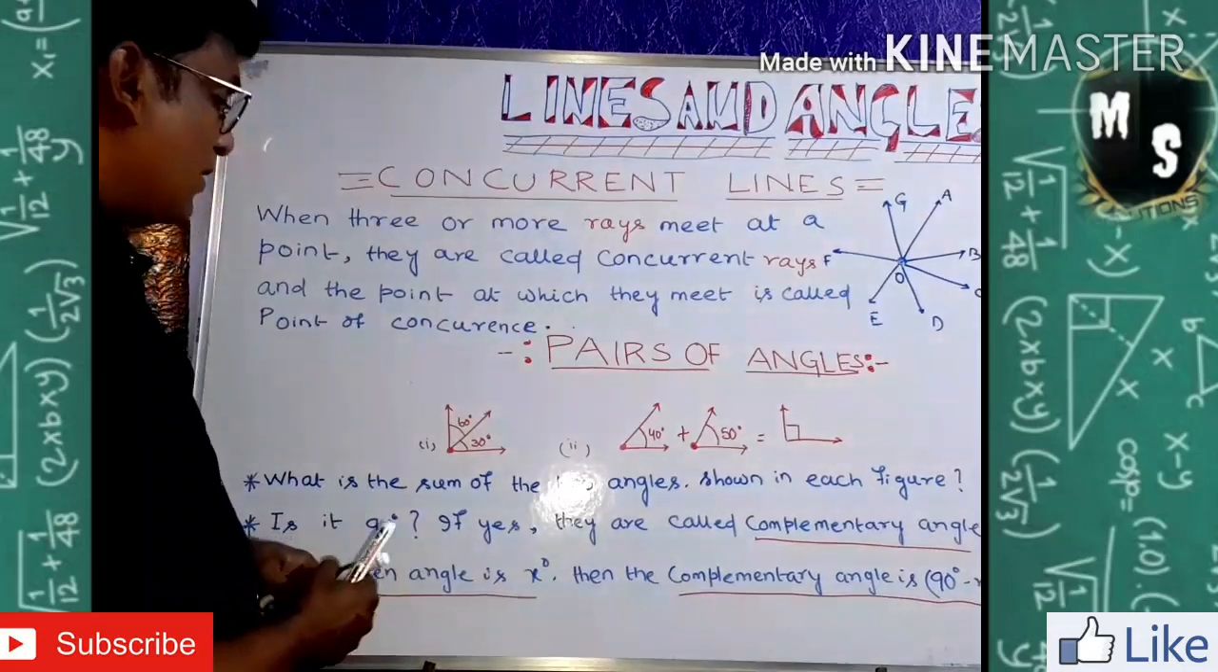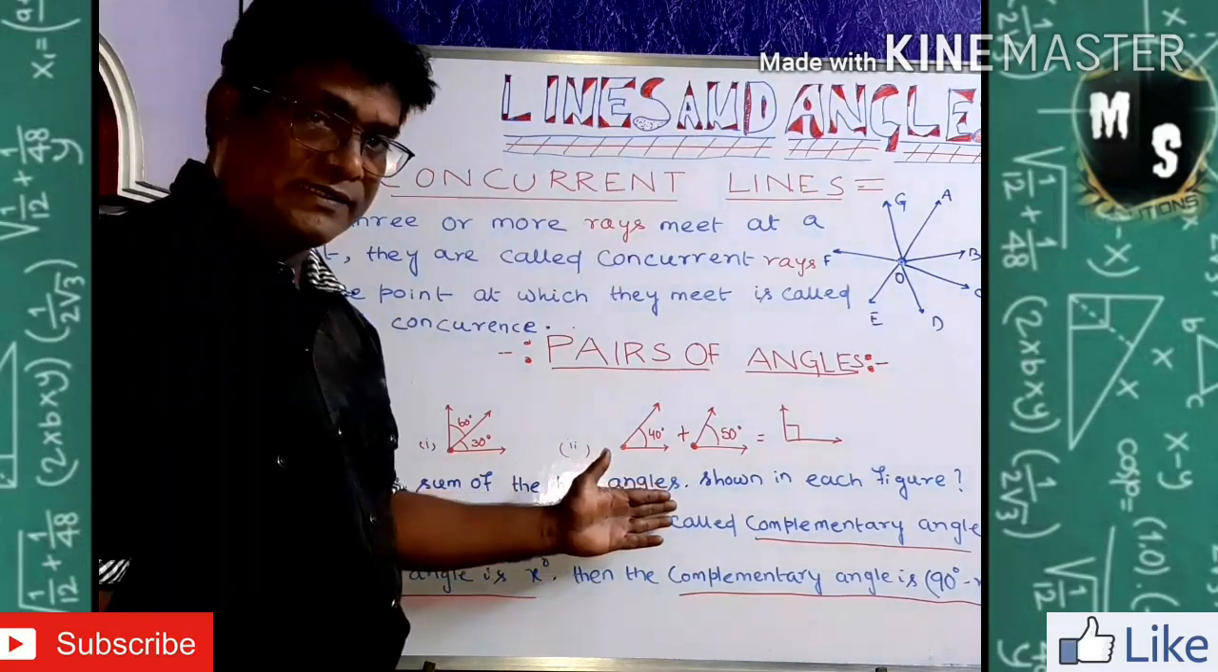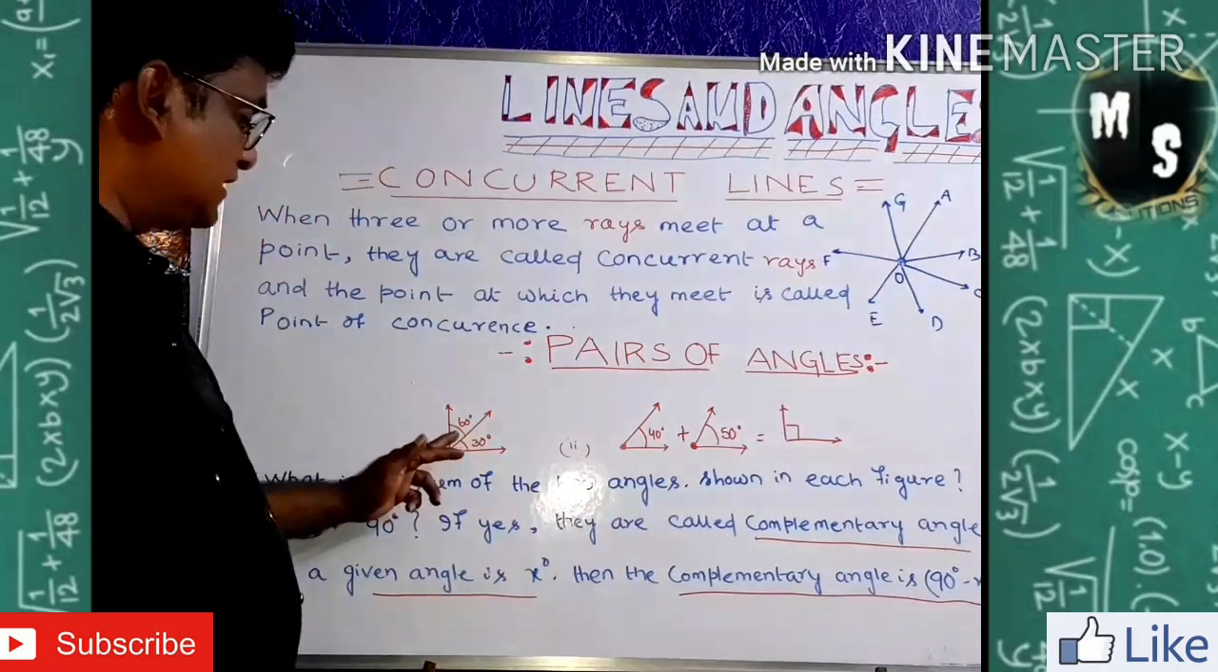Now you see, what is this? Some questions are related to it. What is the sum of the two angles? In the first figure, it is 60 plus 30, how much?